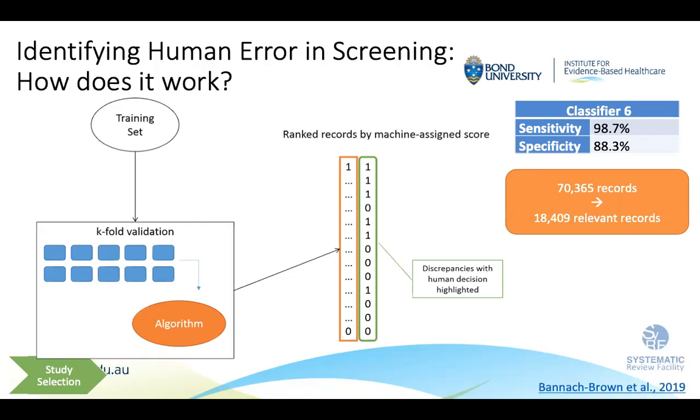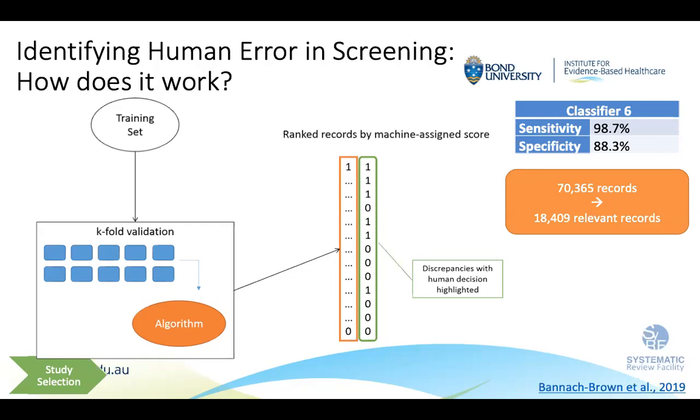So using this technique, we got the 70,000 articles down to about 18,000, which was an amazing reduction in time. I think it saved about 49 person months. So yeah. 18,000 is still a lot to go and extract the data from, and if anyone has done a systematic review or knows the data extraction process, it can be long and tedious.